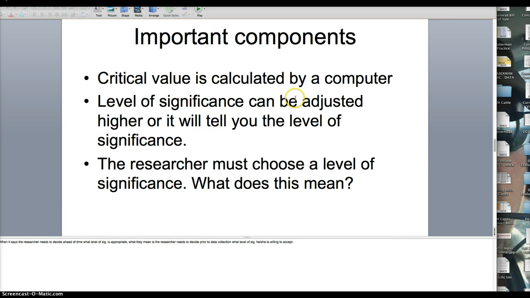The critical value is calculated by a computer. So you're going to come across a t-score for t-test, an f-score for something called ANOVA, and we'll get to these later. The level of significance, this p-value, can be adjusted higher if they need it to. And when we say higher, what we mean is tighter. So instead of it being 0.05, it could be 0.01 or 0.001.